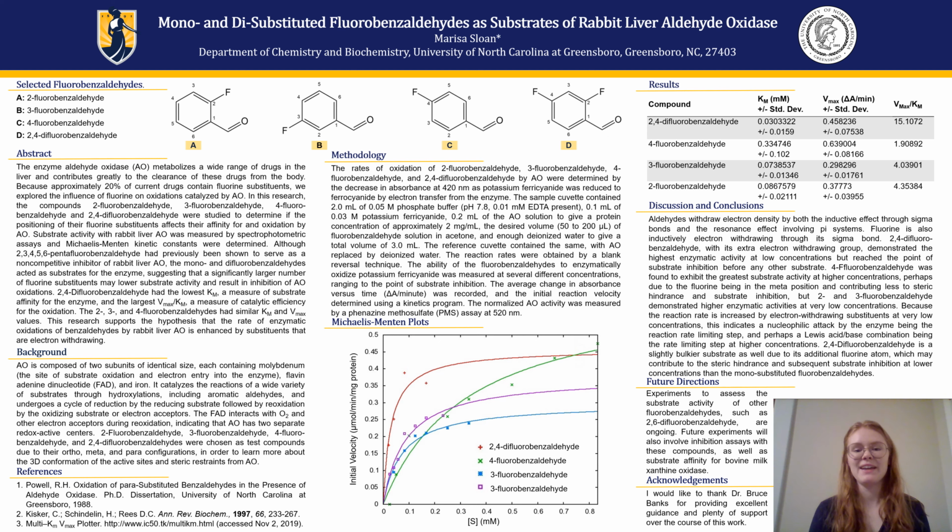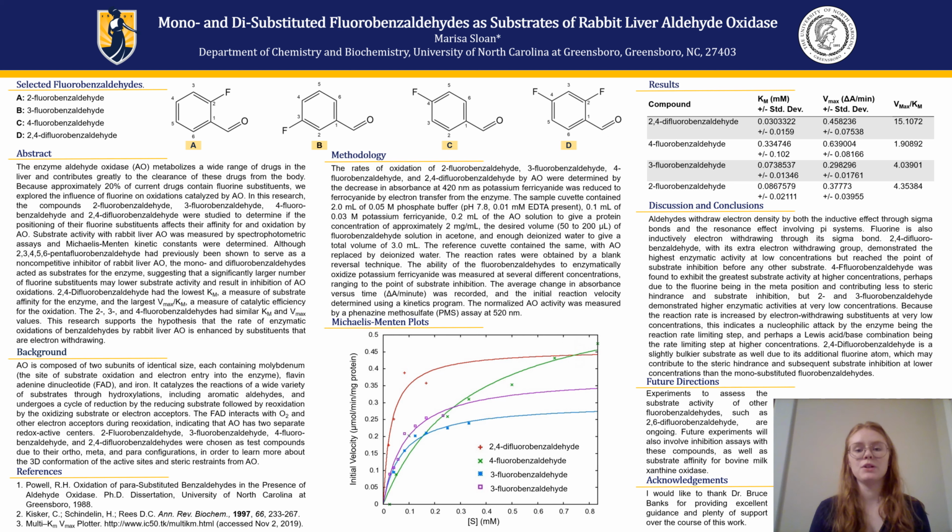2,4-difluorobenzaldehyde had the lowest Km but the largest Vmax over Km, meaning it had the highest activity but reached the point of substrate inhibition before any other compound. This could be because of its extra fluorine atom, which contributes to steric hindrance. 4-fluorobenzaldehyde was found to exhibit the greatest substrate activity at higher concentrations, perhaps due to the fluorine being in the meta position and contributing less to steric hindrance and substrate inhibition.